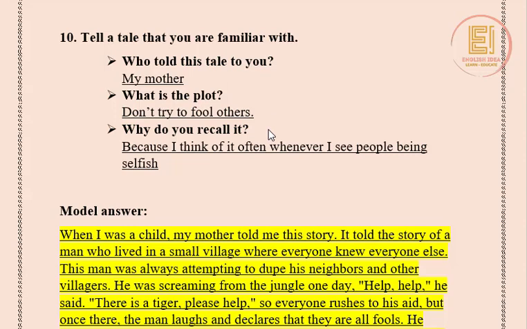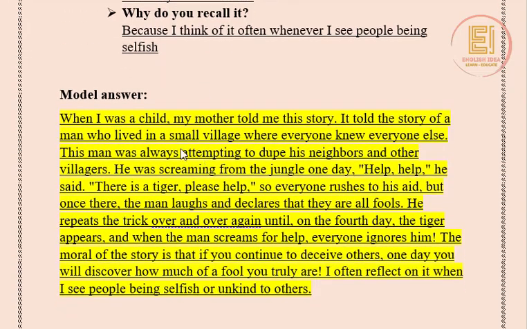So as you can see, again, my answers. The first answer is my mother. The second answer is don't try to fool others. And the final answer is because I think of it often whenever I see people being selfish. Now let's dive into the model answer. You can pause or mute the video while I go ahead and read it loudly for everyone.